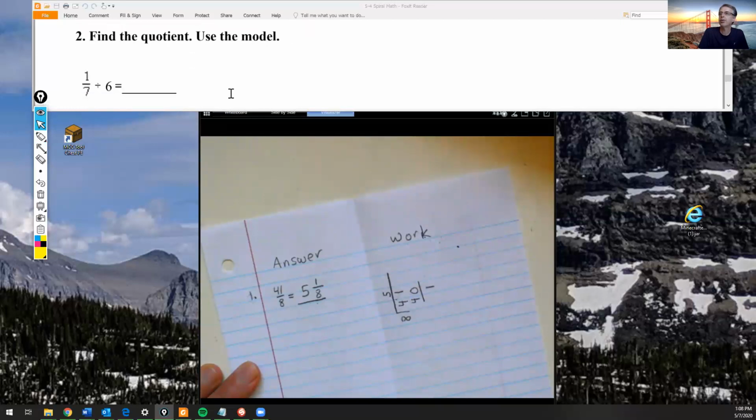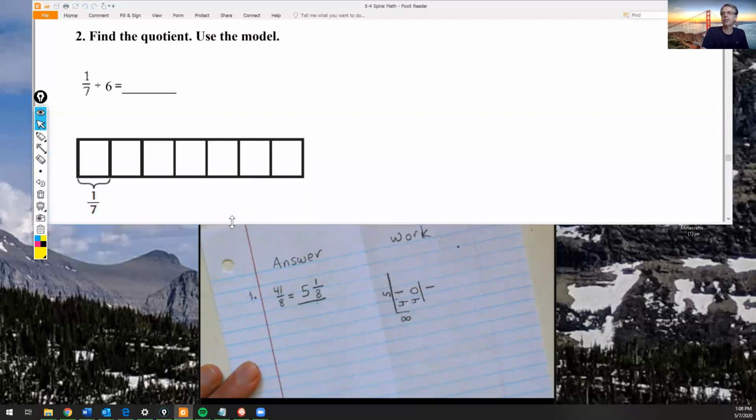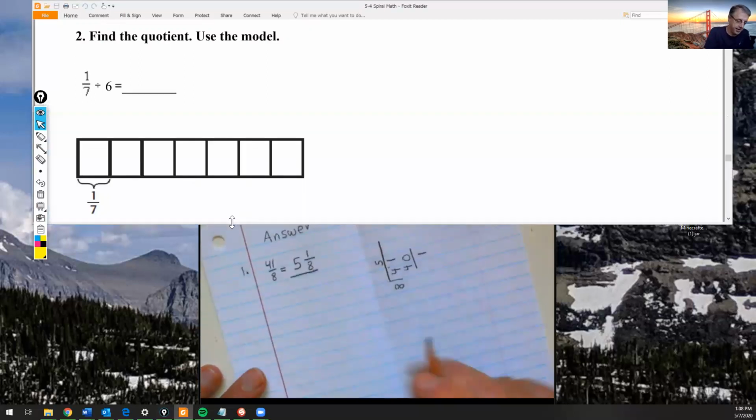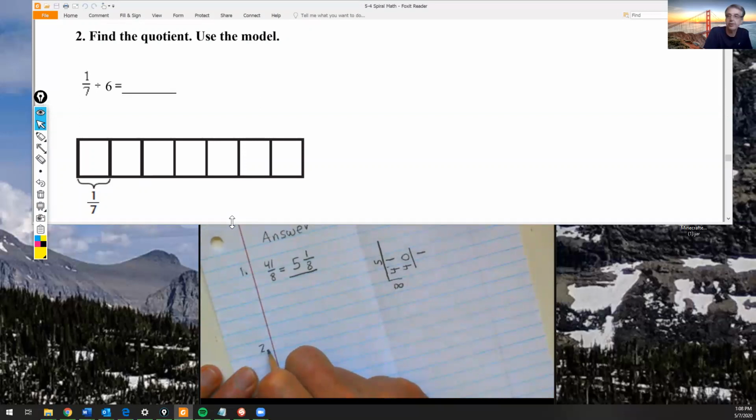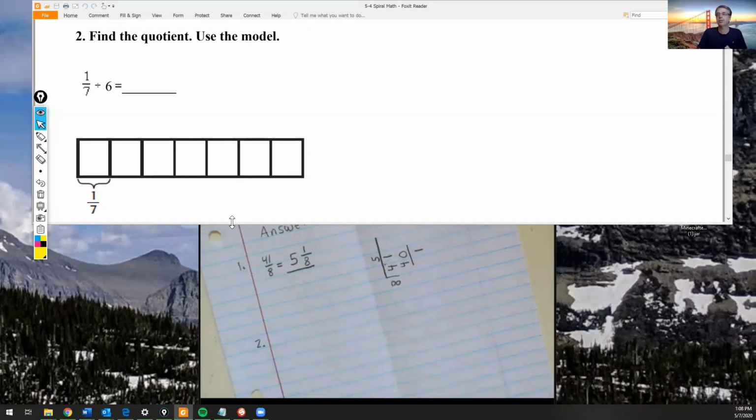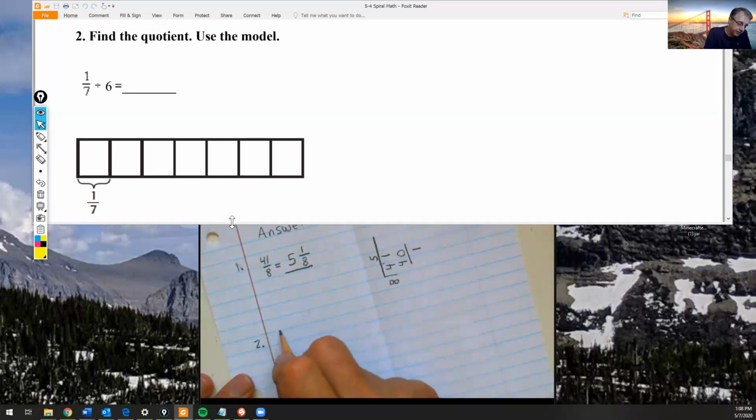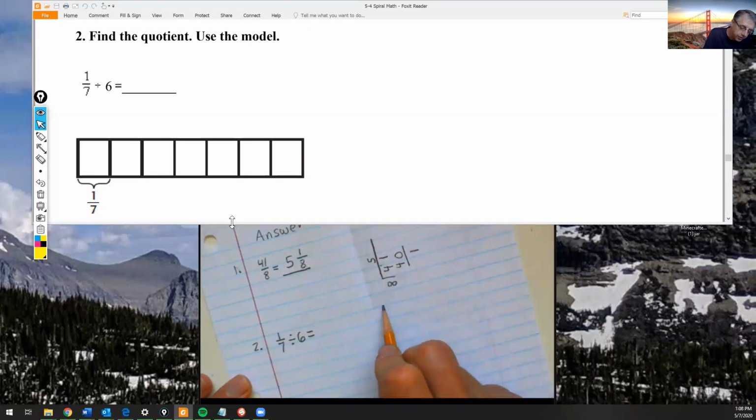I'm going to find the quotient, use the model. Let's see what we got here for a model. So boys and girls, it's really important that when you're doing this, the answer includes that model. Not just that you solve for the answer, but also show me how you did it using the models. Let's try that right now. I'm going to write here 1/7 divided by 6. Put my equal sign here. Now it's very important, I want you to do a model here.